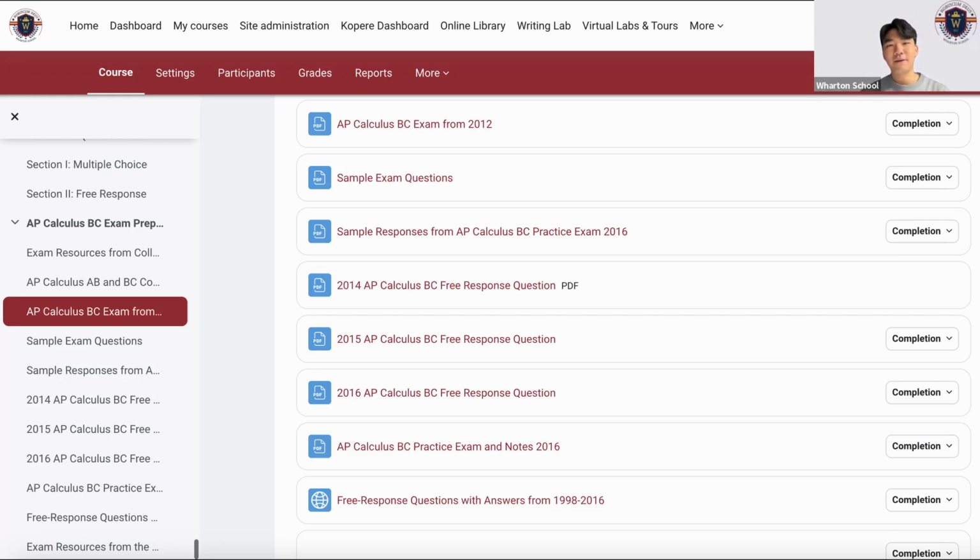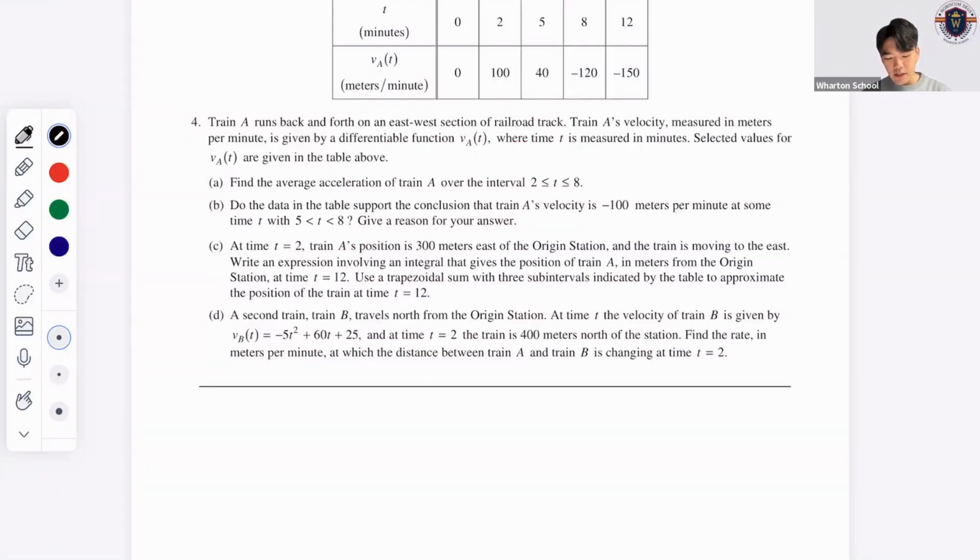Hello, Wharton students. Today, we're going to solve 2014 AP Calculus BC question 4. This question is about trains' velocity. There are a couple of applications of calculus, and one popular application is calculating the velocity and acceleration of a moving object.